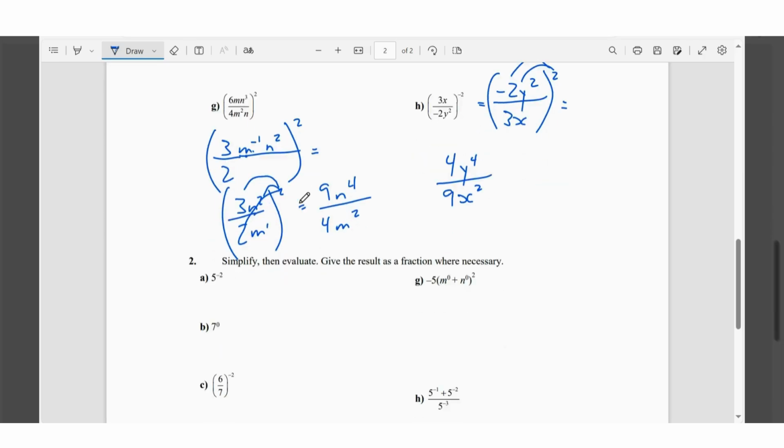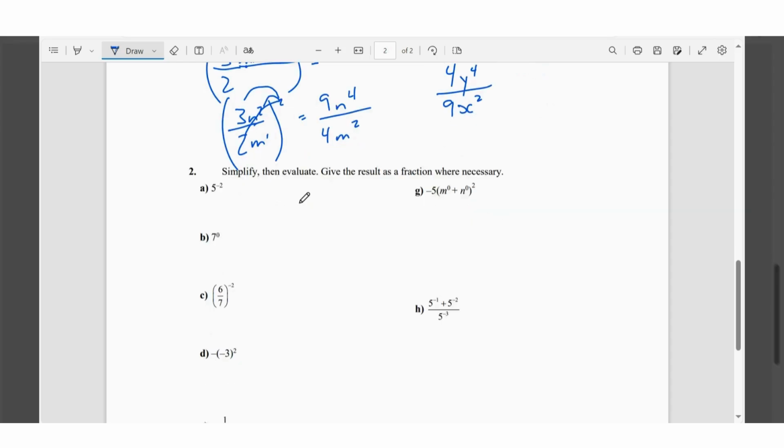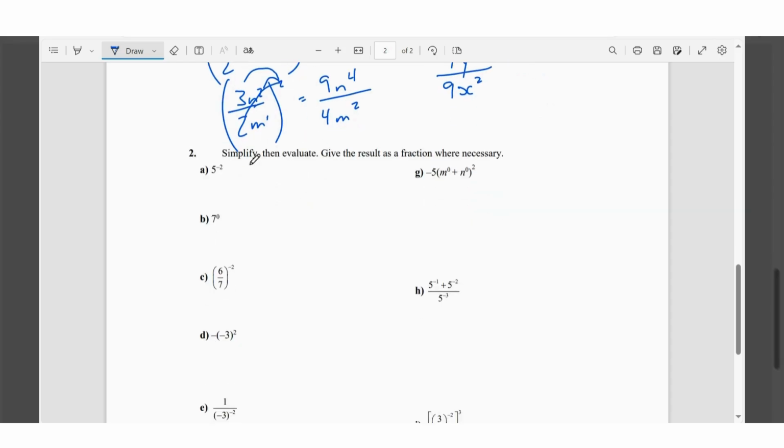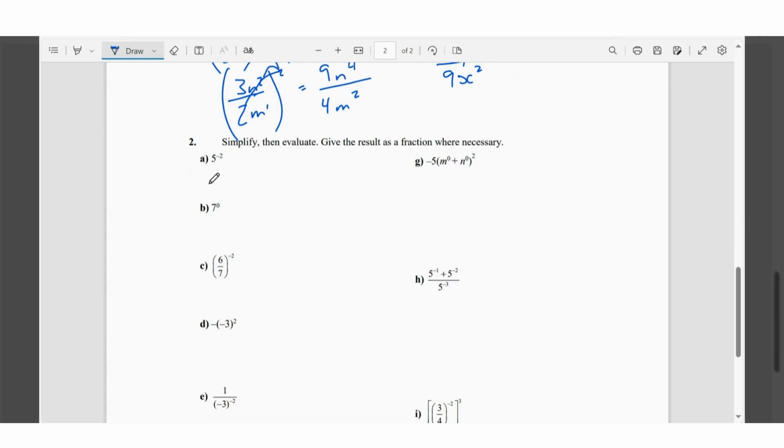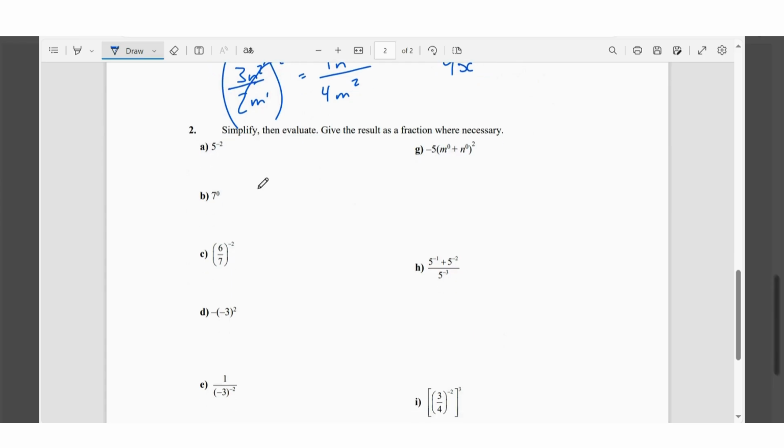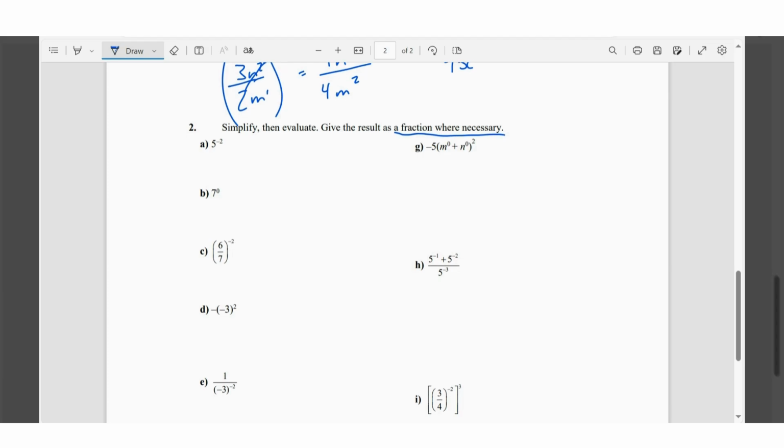Okay, so that's all of our simplifying. In these questions, they want us to evaluate. So they want us to end up with a standard form number. So give the result as a fraction where necessary. So they don't necessarily want a decimal. They'd like to see a fraction as our final form. So here we have 5 to the negative 2. We can rewrite that as 1 over 5 to the positive 2, which is 1 over 25. As a fraction, we don't want a decimal.